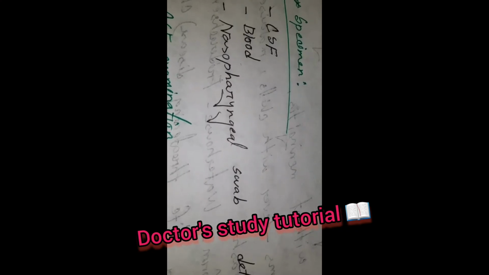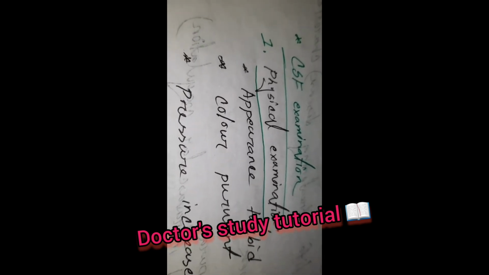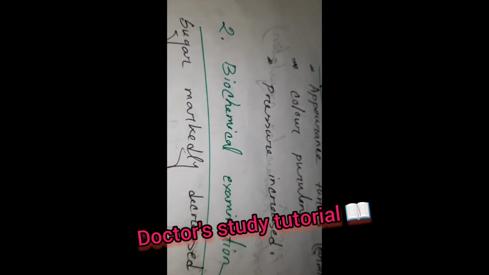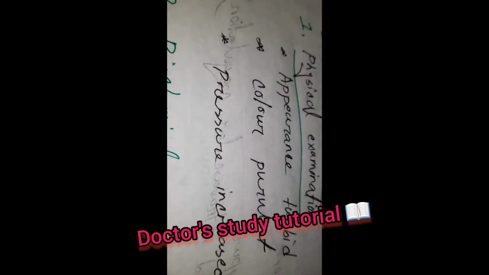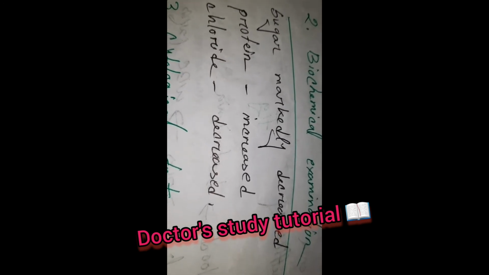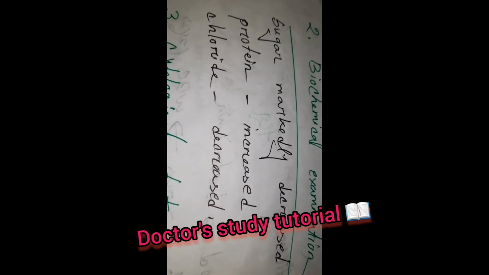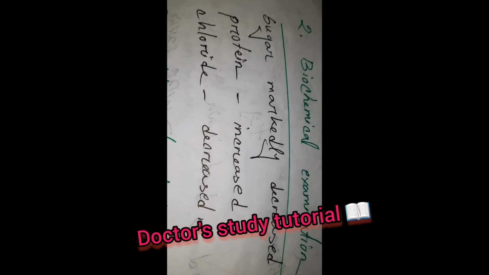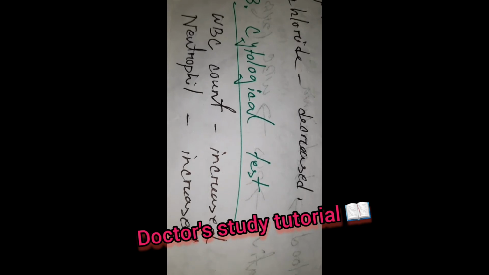First of all, specimen. The specimens are CSF, blood, and nasopharyngeal swab in detection of carrier. Then CSF examination: physical examination, biochemical examination, and cytological test. In physical examination, appearance turbid, color purulent, pressure increased. In biochemical examination, sugar markedly decreased, protein increased, and chloride decreased. So sugar and chloride are decreased, but protein is increased. In cytological test, WBC and neutrophils both are increased.